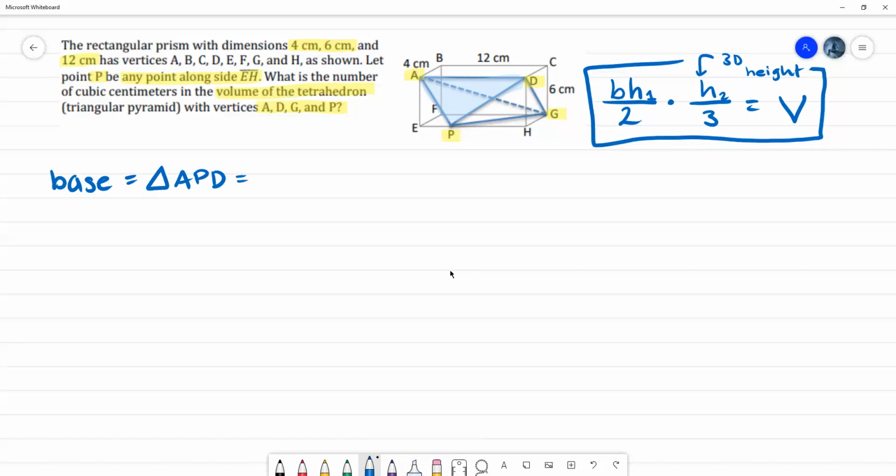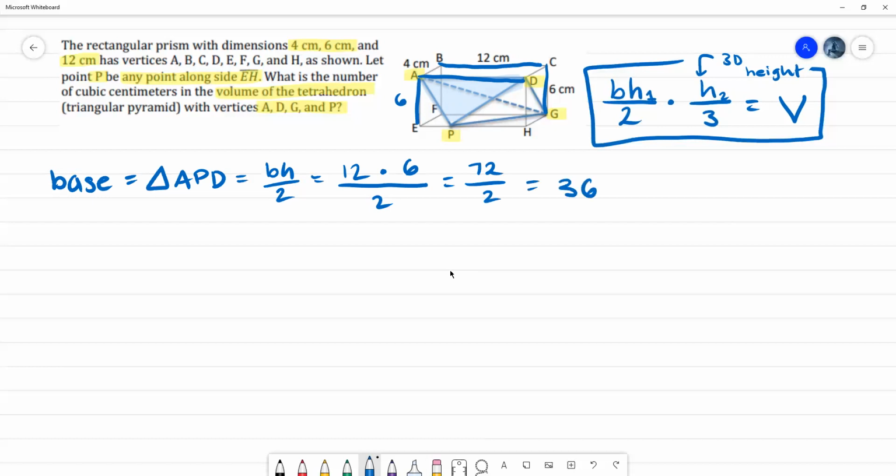So we know that the triangle's formula is base times height over 2. And we know that our base is 12, because BC is parallel to AD, which means that BC is also equal to AD, which means AD is 12. And we know that the height of our triangle is 6, because CG is parallel to DH, which is parallel to AE, and they're all congruent, which means that AE is also 6. So now let's solve this. We have 72 over 2, which is equal to 36.